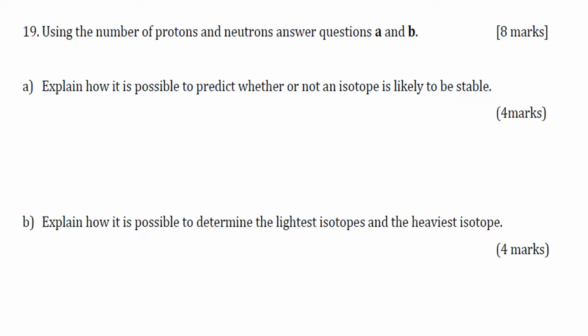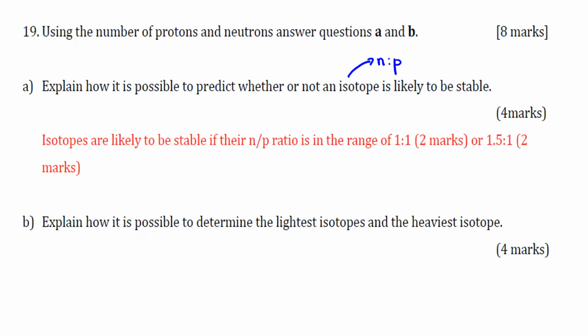The stability of an isotope has something to do with its neutron to proton ratio. So isotopes are likely to be stable if their neutron to proton ratio is in the range of 1:1, meaning for every 1 neutron there is 1 proton, or 1.5:1. So this is a simplified ratio. An example would be for every 3 neutrons you will have 2 protons. If we simplify this ratio, it is going to be 1.5:1.